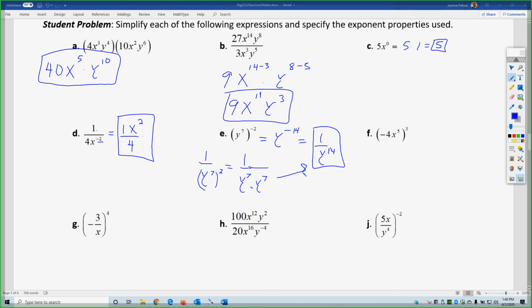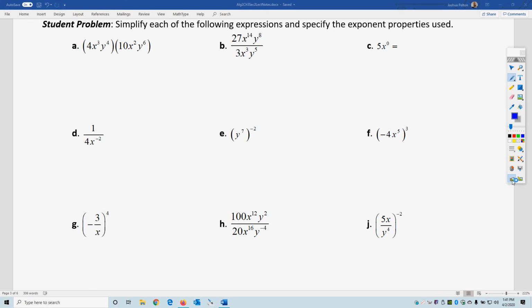All right, f, the 3 goes to each term. So that's negative 4 to the 3rd, x to the 15. Power to powers multiply. So that's 3 negatives is a negative 64, x to the 15. Not a very good 15, but we got it. Okay, let's go down to do the last 3.